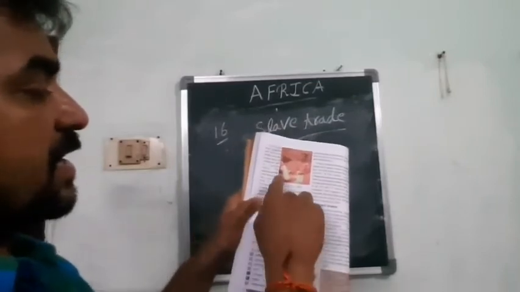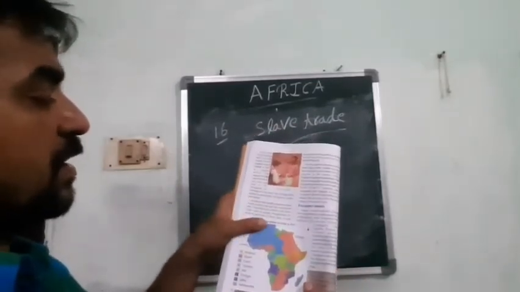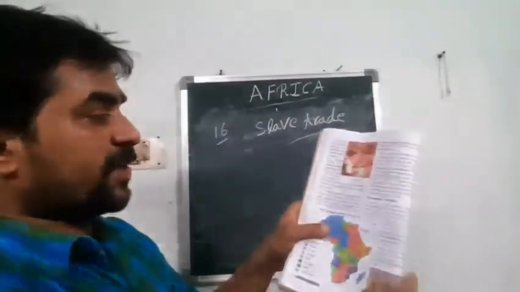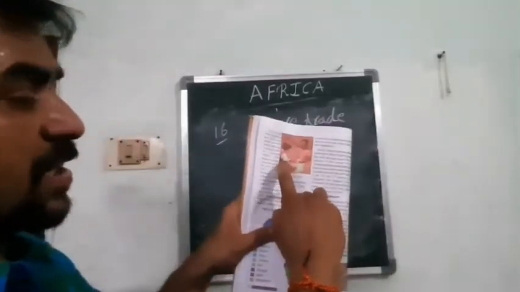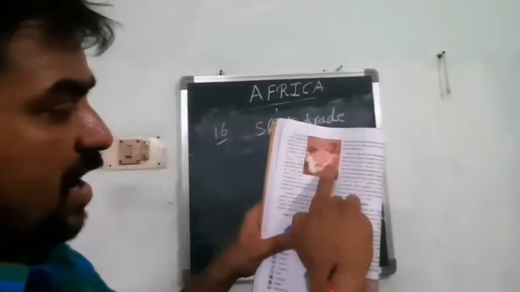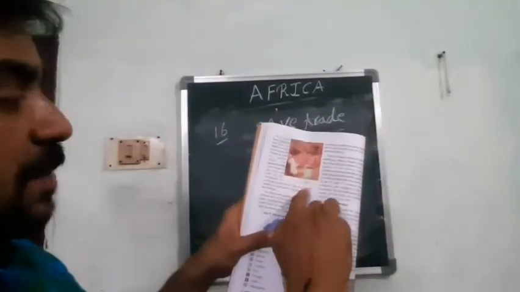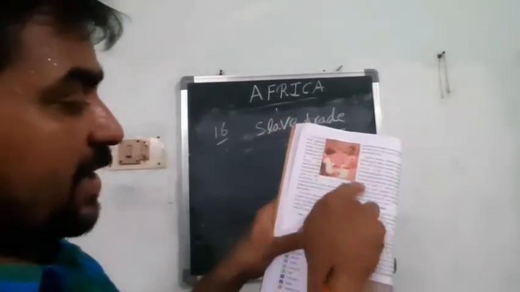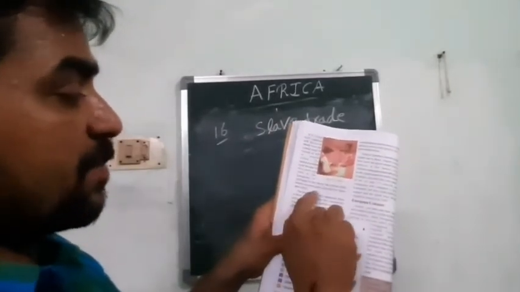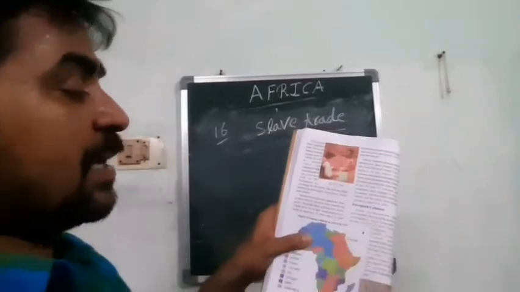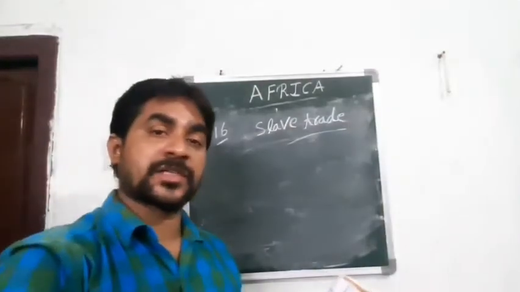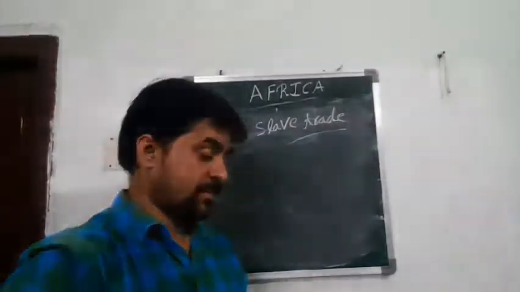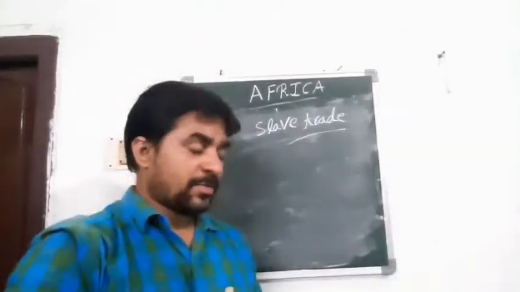So this trade system was stopped in 1816. What will they get? So you see, this is called a European and this is called an African. There are some people who catch him and sell him to this person. So what do you get? You will pay some guns, iron objects, liquor and clothes to the person who supplied these people. Clear?